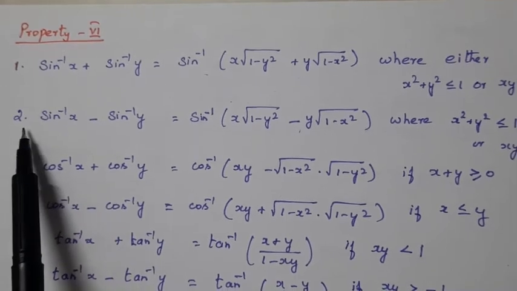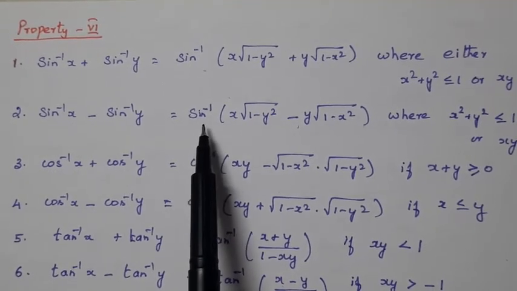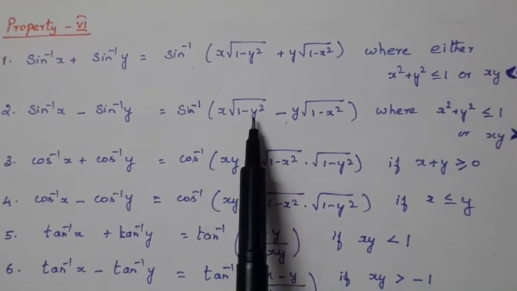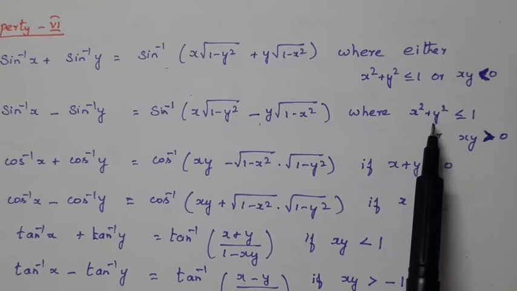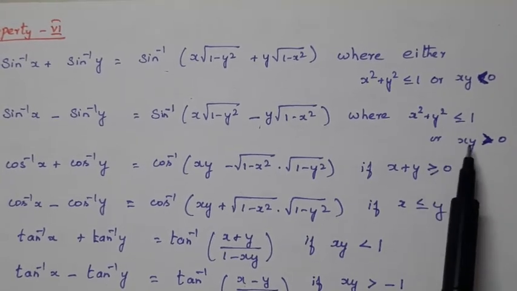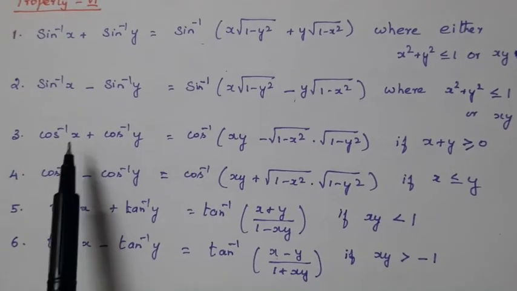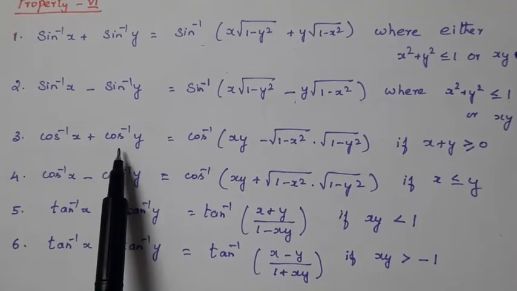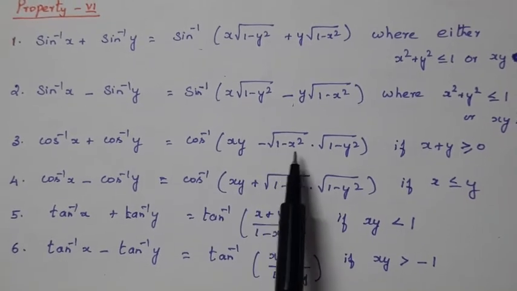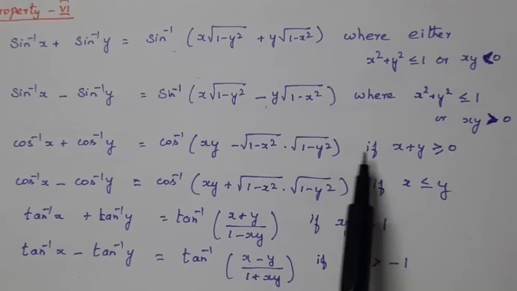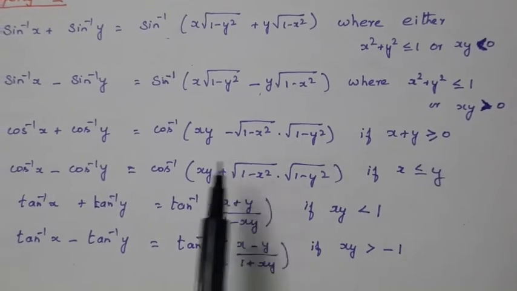Then the second one is sine inverse of x minus sine inverse of y is equal to sine inverse of x into root of 1 minus y squared minus y into root of 1 minus x squared, where x squared plus y squared is less than or equal to 1 or xy is greater than 0. And then the third one is cos inverse of x plus cos inverse of y is equal to cos inverse of xy minus root of 1 minus x squared into root of 1 minus y squared, where x plus y is greater than or equal to 0.